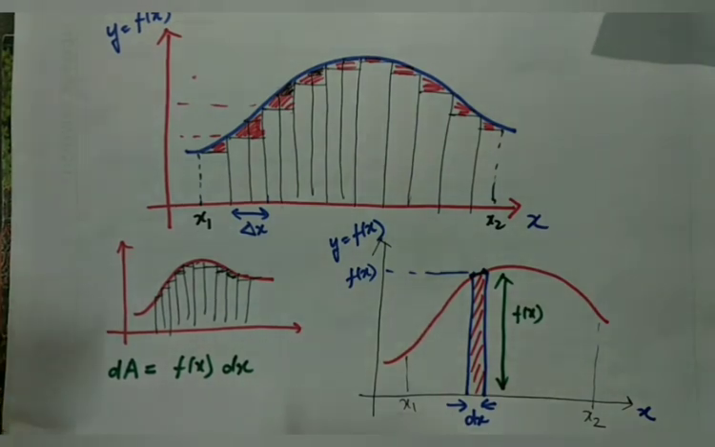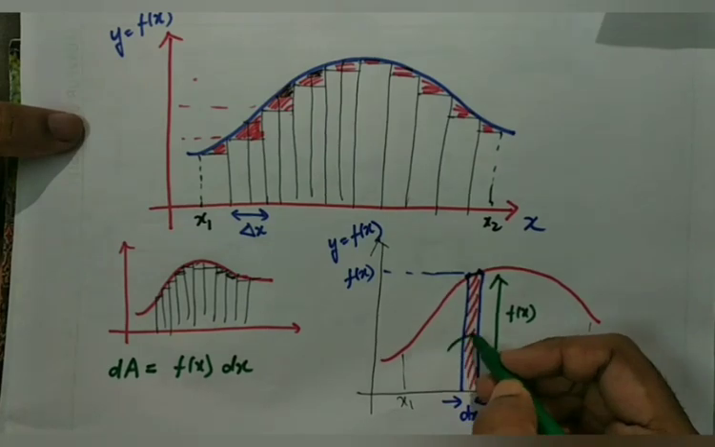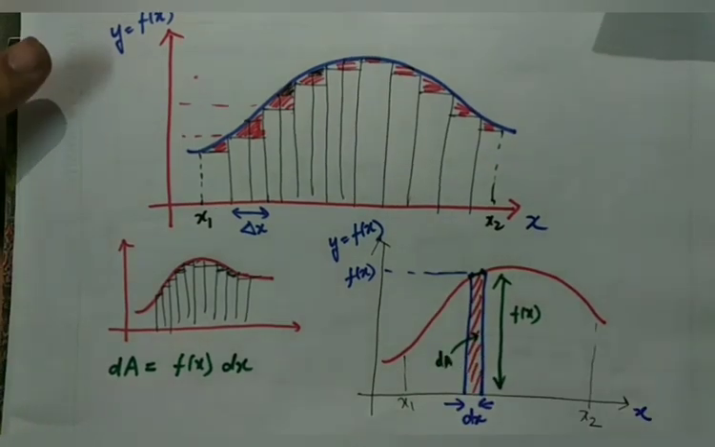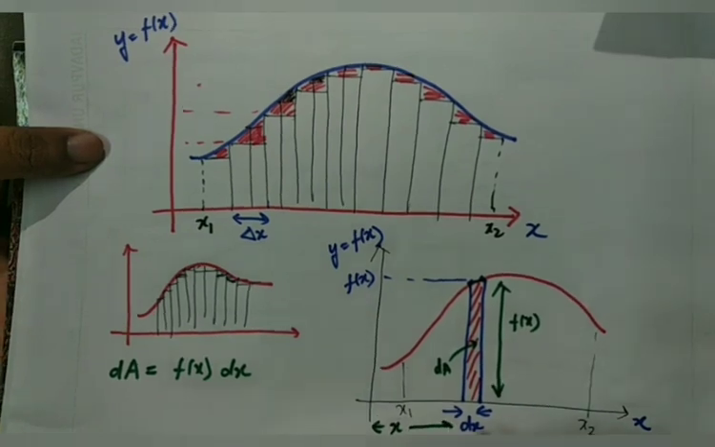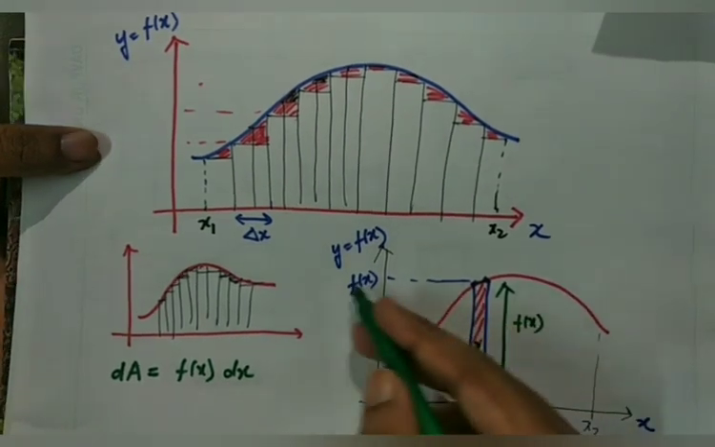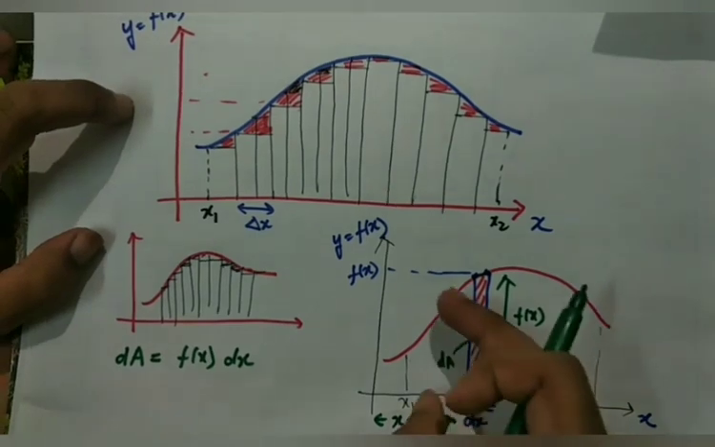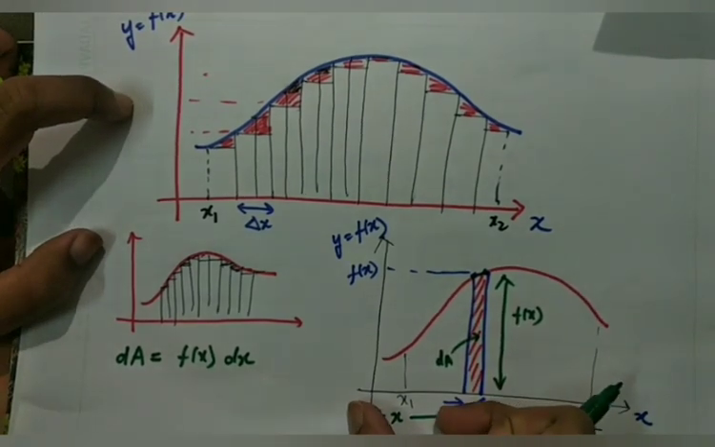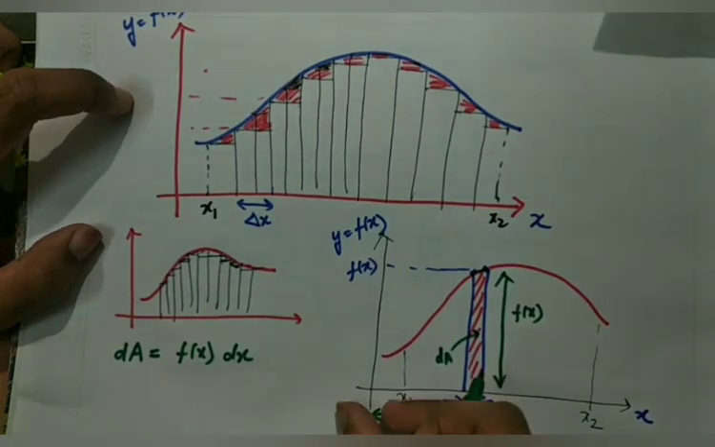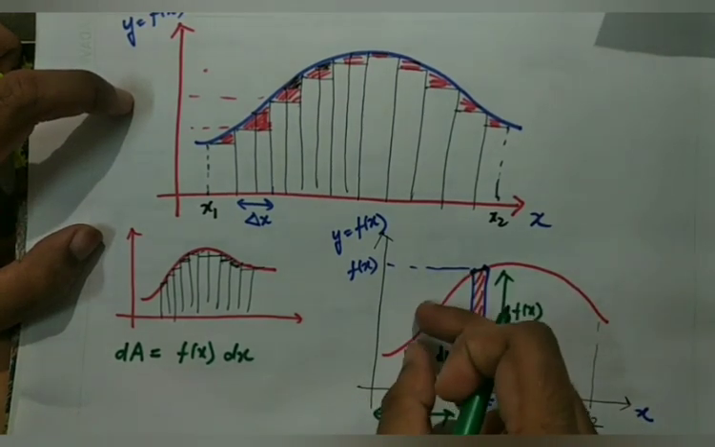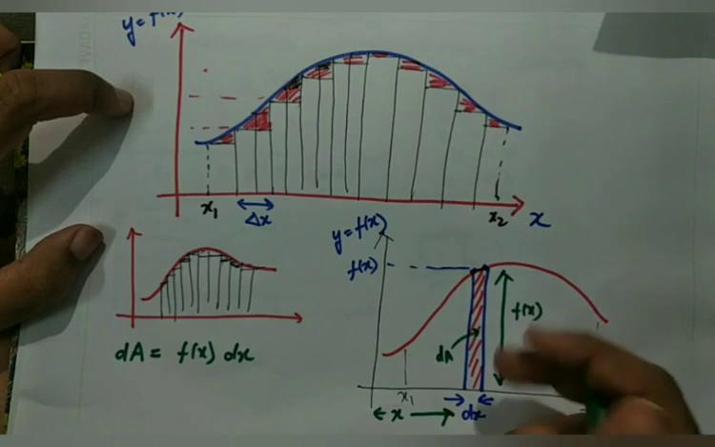Now, one such area is dA. Let's say this is x, and at a point x we are getting f(x). Now, if we increase x from x1 to x2, then this will be covered.